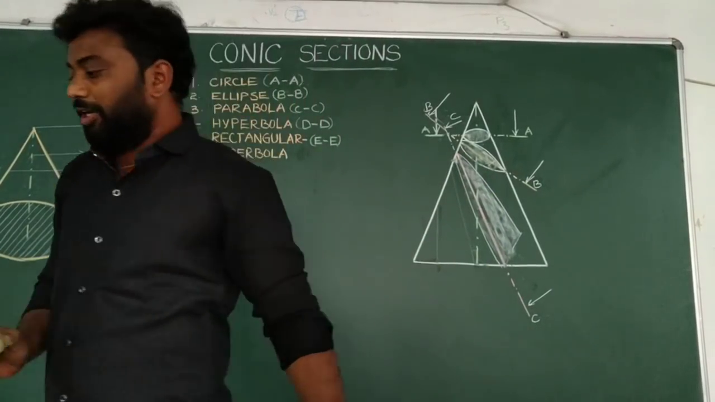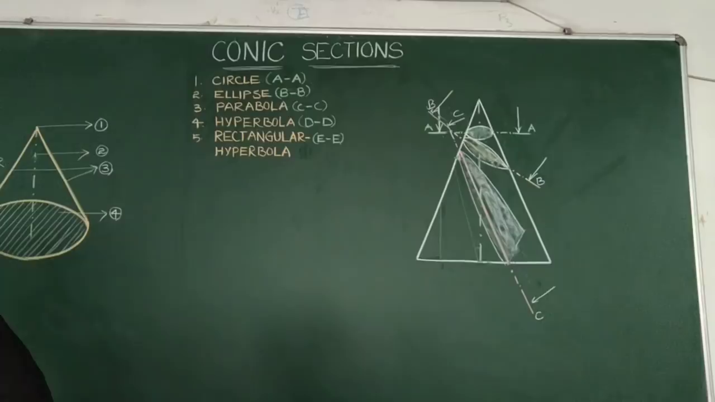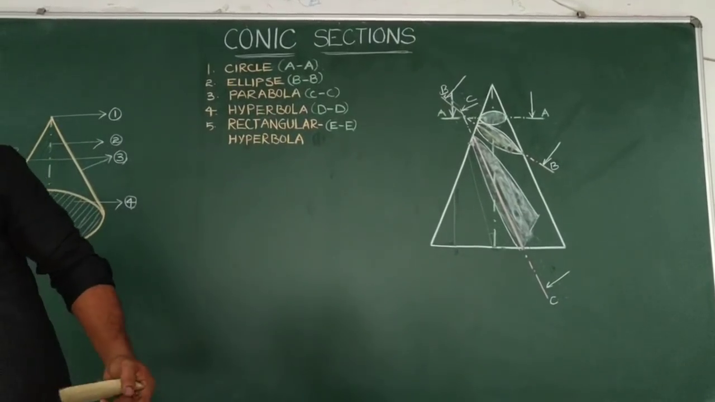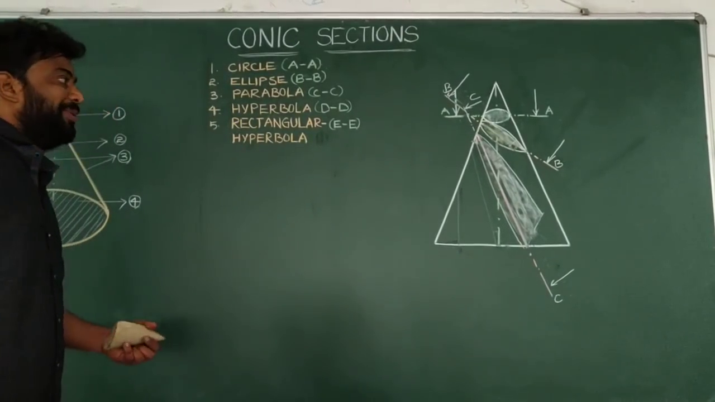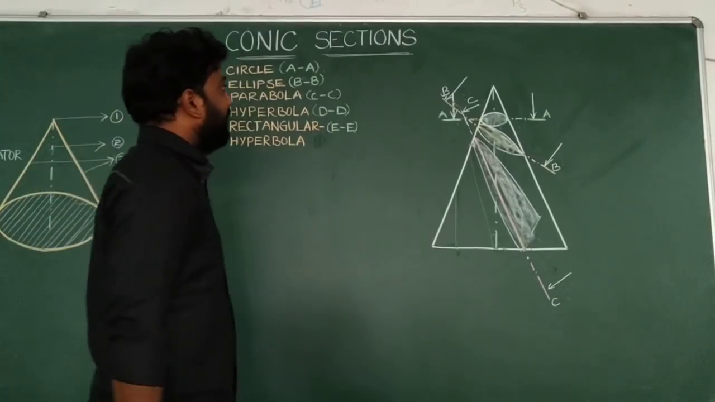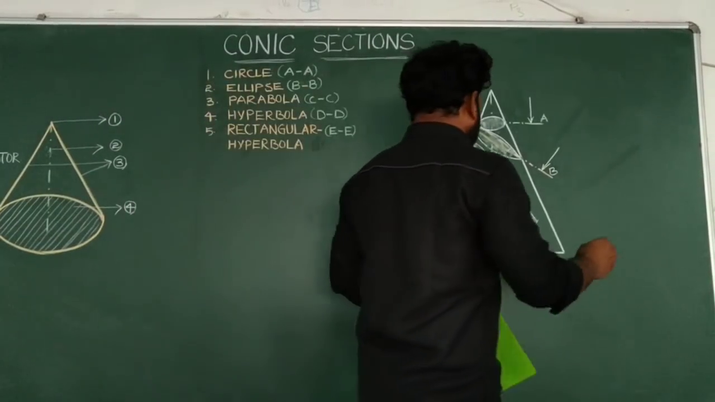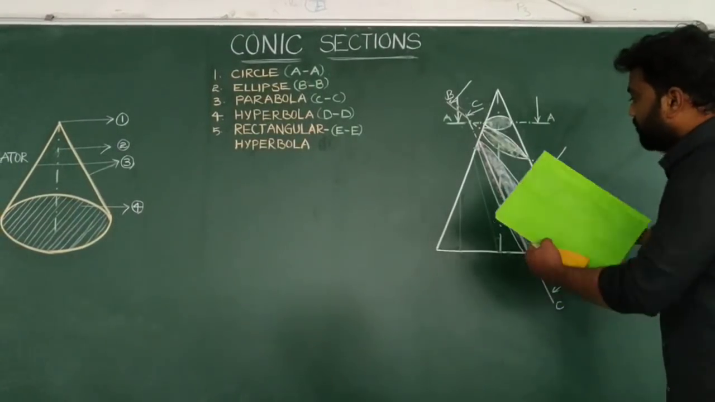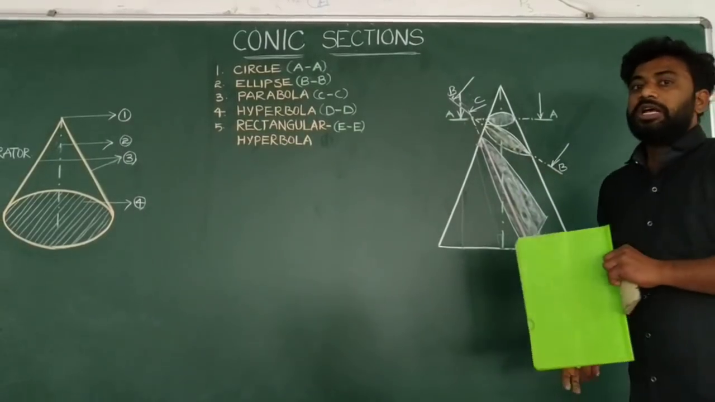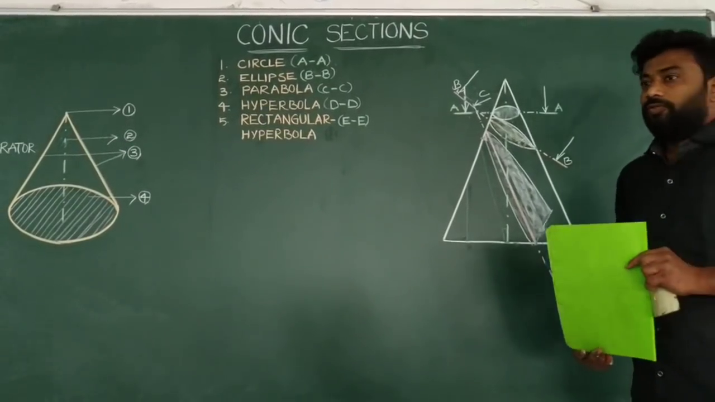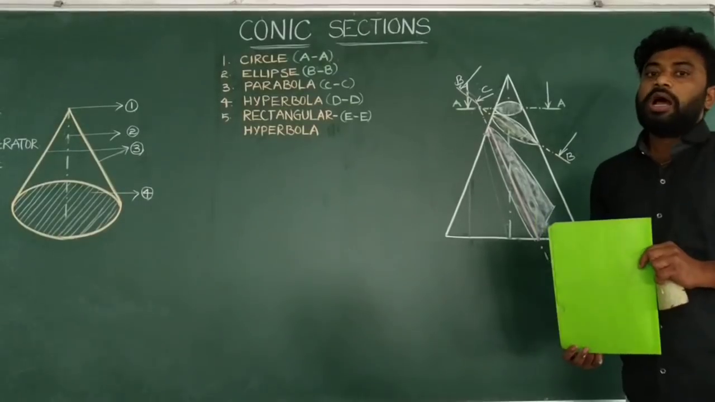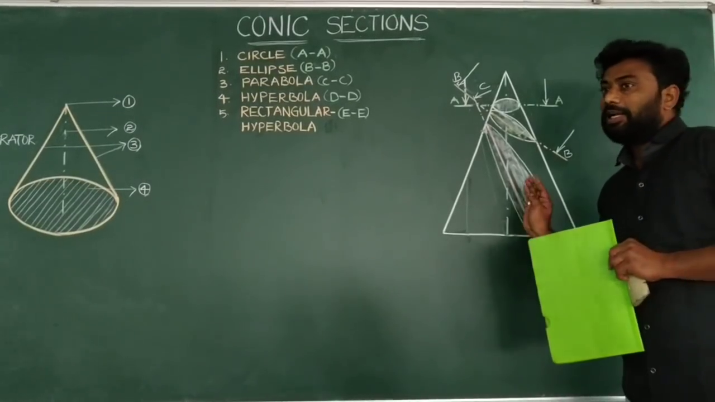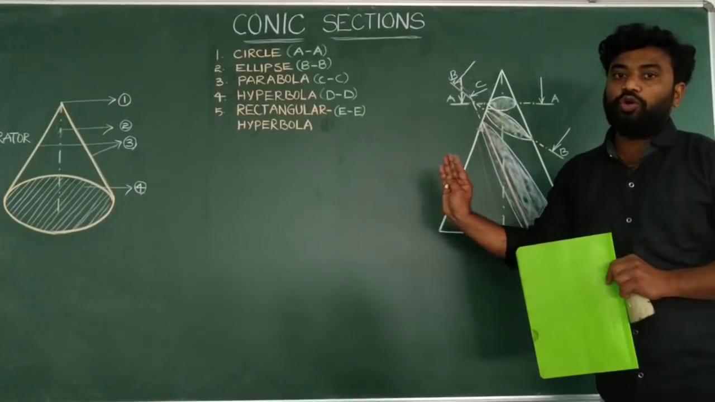And similarly, let me show you the cutting plane position to obtain hyperbola. And here the sectional plane is making smaller inclination with the axis of the cone, and it cuts one side of the axis of the cone only.